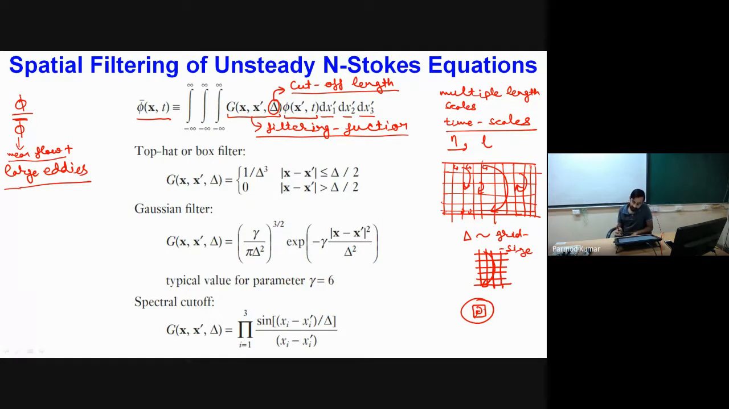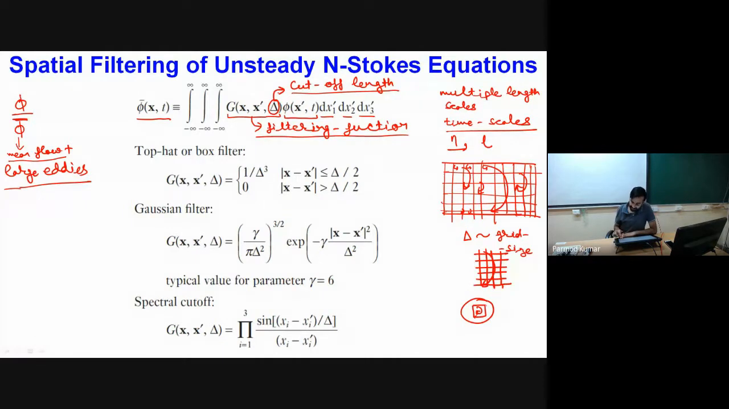Okay, so what we will be doing is filtering these out and only considering the effect of large gradients. Whatever effects are caused by these small eddies will be included with the help of SGS models, subgrid scale models. This delta over here is what I told you is the cutoff criterion, the cutoff length, which helps us segregate the large and the small eddies.